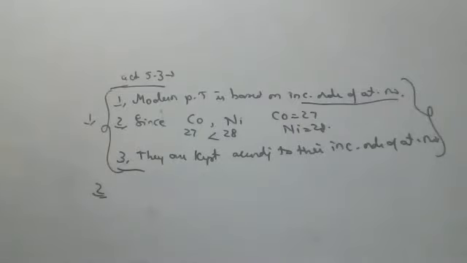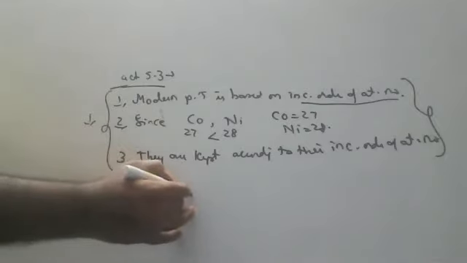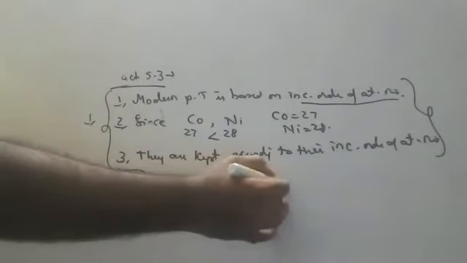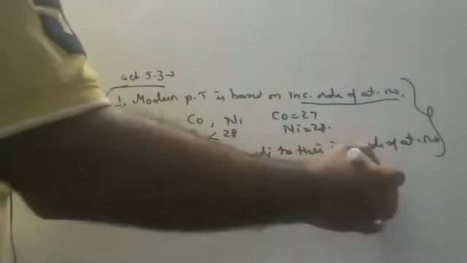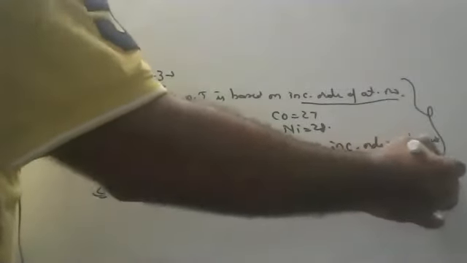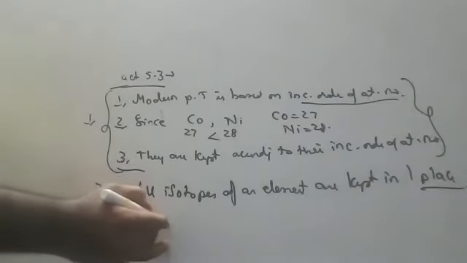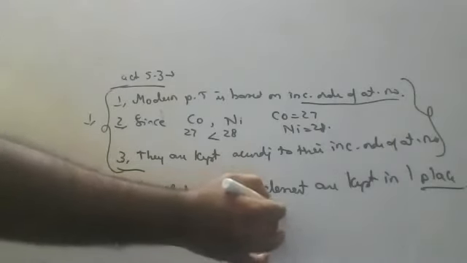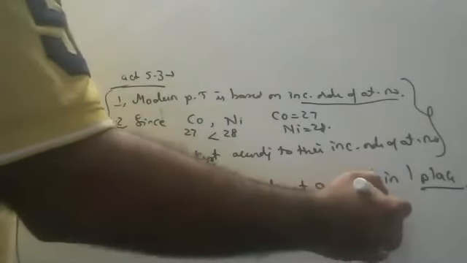How are the positions of isotopes of various elements decided in the modern table? Okay, all isotopes of an element are kept in one place, because isotopes have the same atomic number.